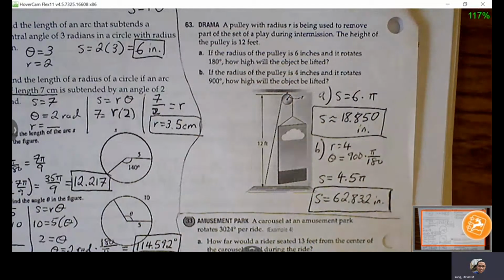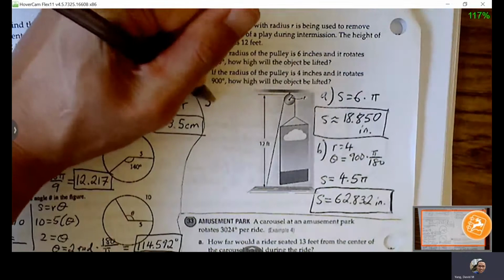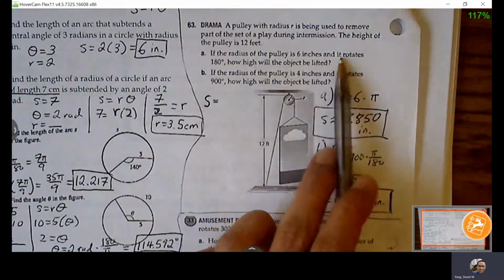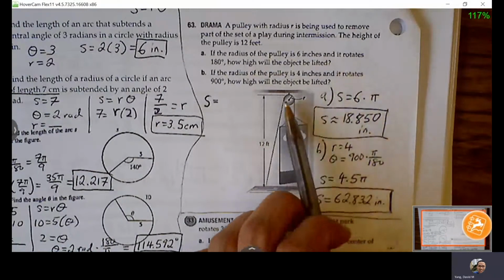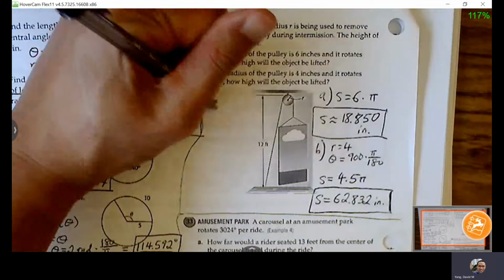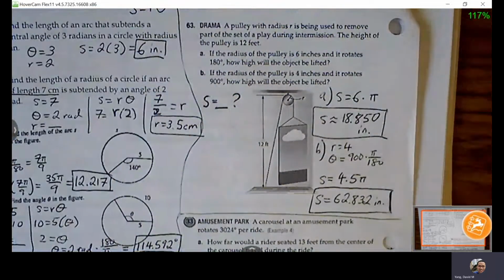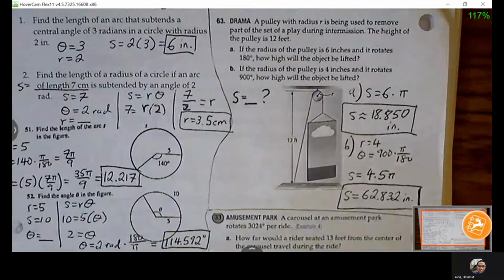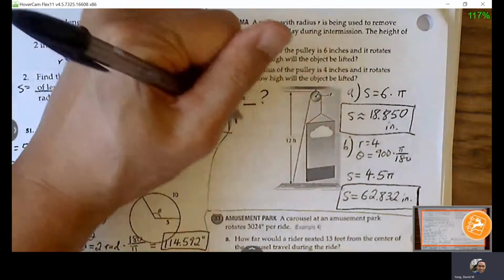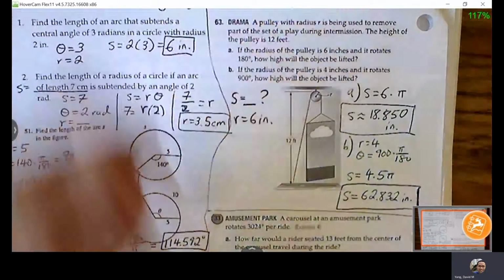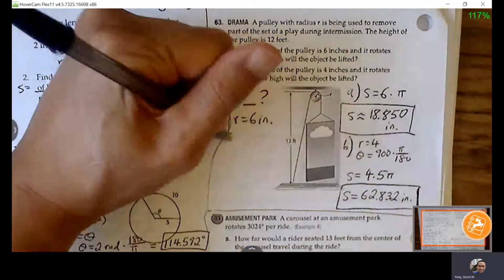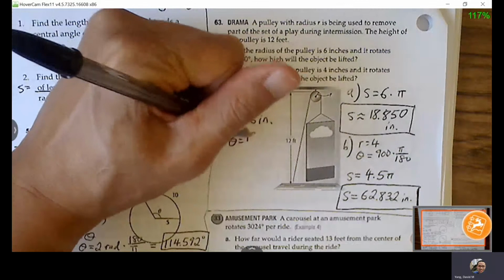So we can list out our information here. We're ultimately looking for the height of the object being lifted, which is going to correspond with the arc length that is traveled through the pulley. So ultimately, we're looking for variable s. The radius is 6 inches, so r is 6 inches. And it rotates 180 degrees, so we know that theta is 180 degrees.